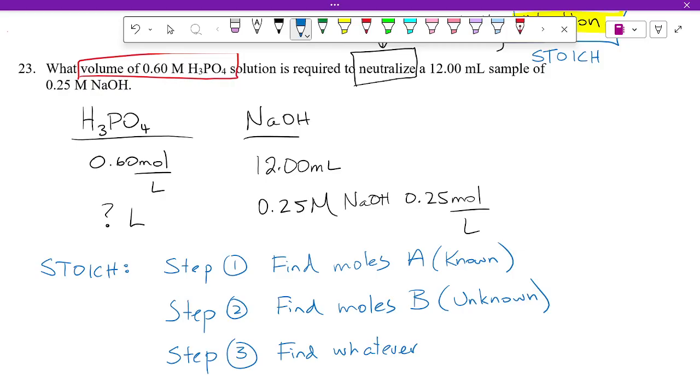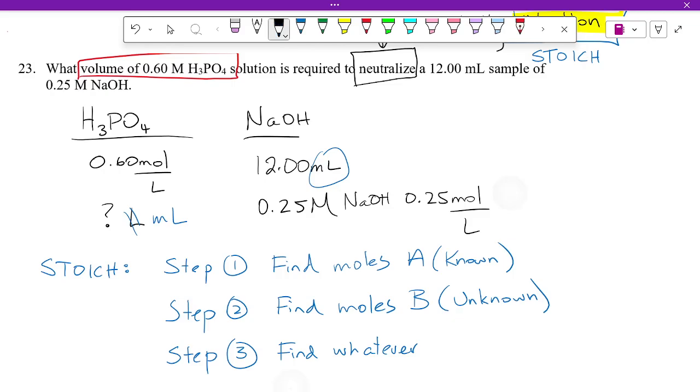In this case, it's going to be liters, although I'm tempted to do it in milliliters. Are you guys okay with using millimoles? Yeah? Okay. So I don't want it in liters. I'm going to use milliliters because then I don't need to convert in and out. Yes? All right.